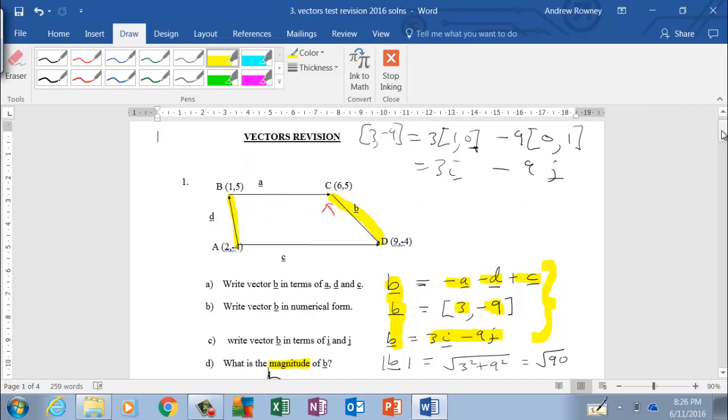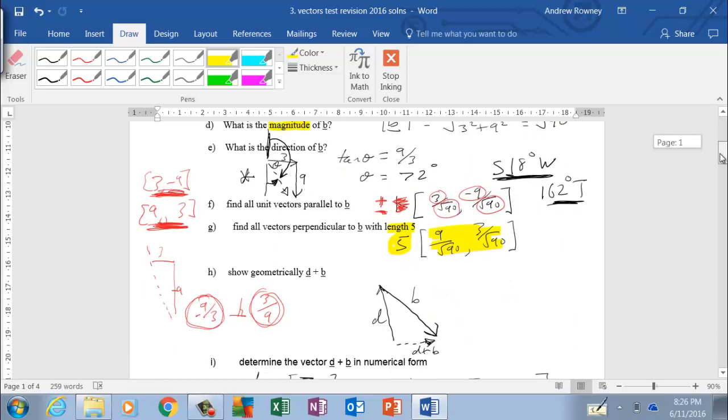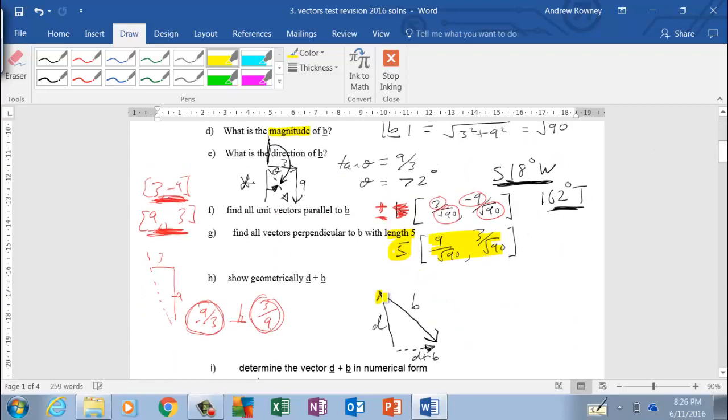Adding two vectors, you've got to go tip to tail. So this is the tip of D, and this is the tail of B. So it's almost like starting there and finishing there. So that's D plus B. Instead of going around the outside, D plus B is the quick travel vector from the start to the finish.